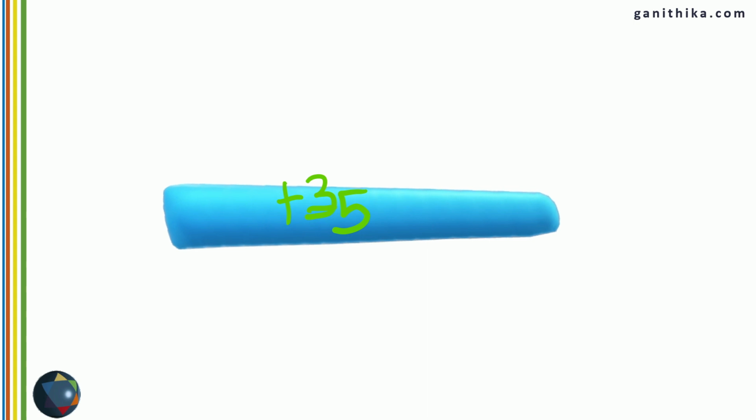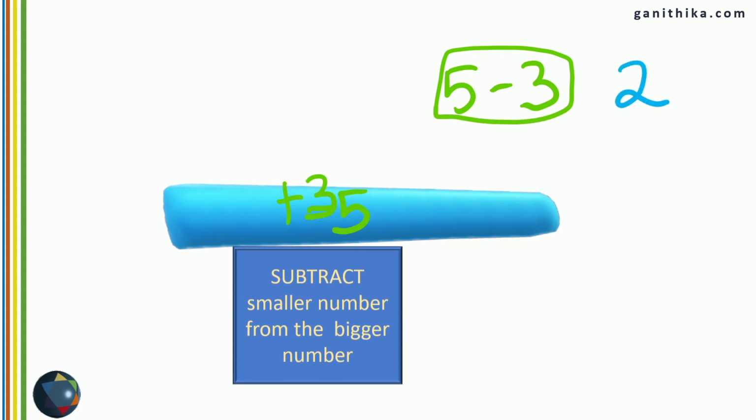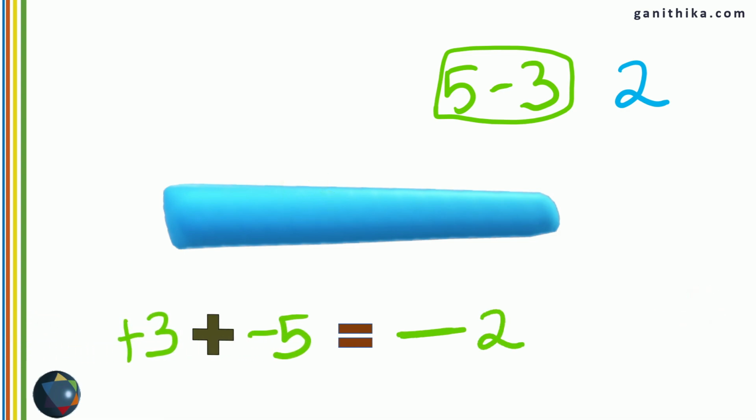And for the number, we have to subtract the smaller number from the bigger number, which is 5 minus 3. Subtraction is 2. But since we need to put the sign of the bigger number, which is negative, the final answer is negative 2. The final answer for positive 3 plus negative 5 will be equal to negative 2.